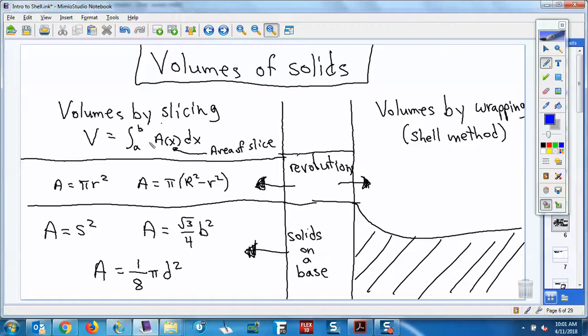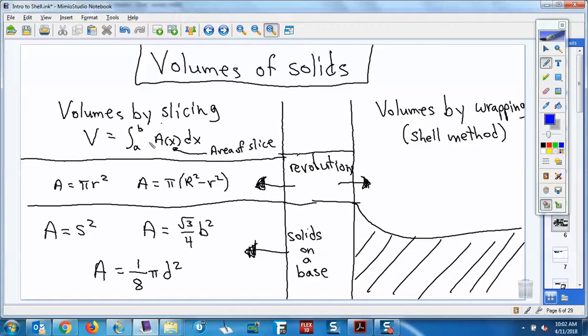Now, there are 2 different types of volume problems that we've seen. We've had our revolution problems. The revolution problems are the ones that are going to make circles or washers. If there's empty space, it'll be a washer. If there's no empty space, it's just a solid circle. So this new method we're going to learn is an alternate version for the revolution problems. It's only good for the revolution problems. For the solids on a base, the squares, the equilateral triangles, the semicircles, there is no alternate method.